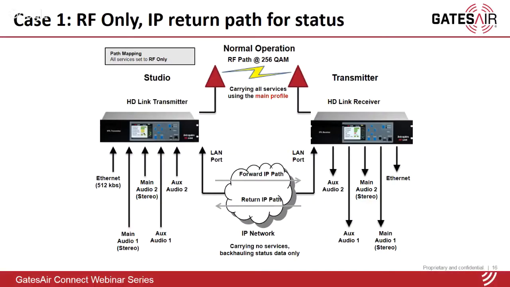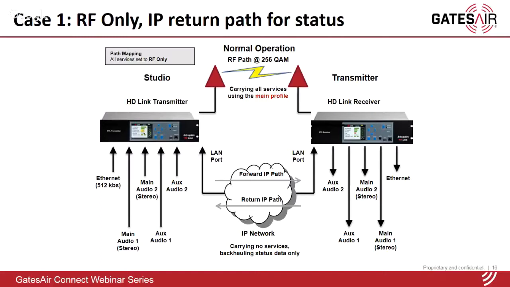So, we'll look at a couple of the most common failover scenarios. There are a lot more scenarios that are documented in the application note and in the manual. So in this use case, all the services are sent over the RF path, as shown here with the path mapping. The IP path is only used to receive performance data from the receiver. In other words, the IP path does not have the capacity to send any of the services. It only has enough capacity in the return direction to receive telemetry data.